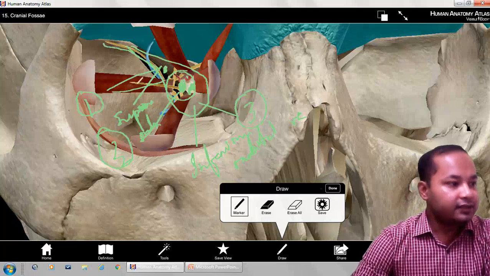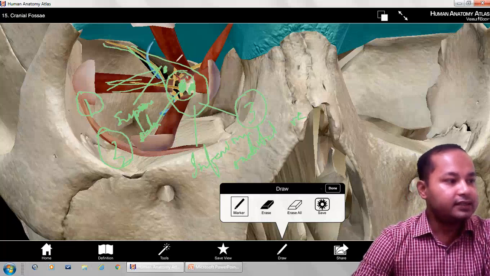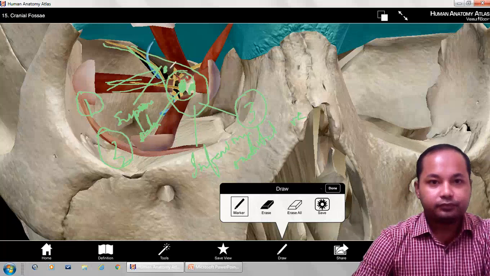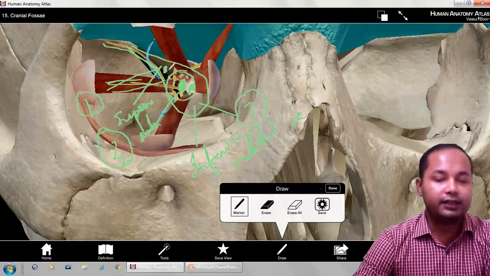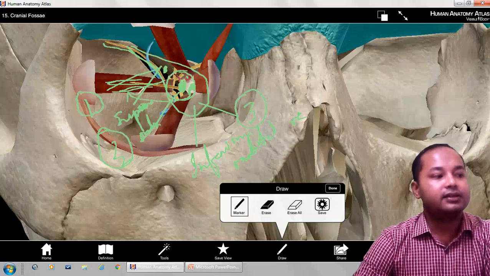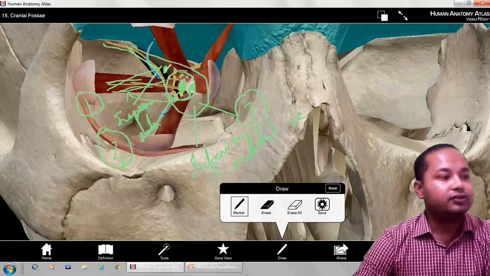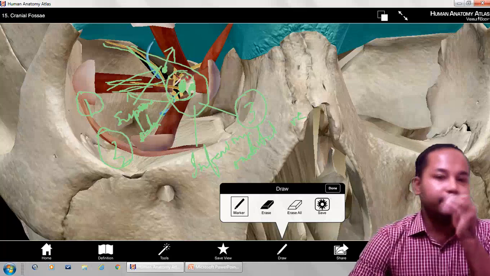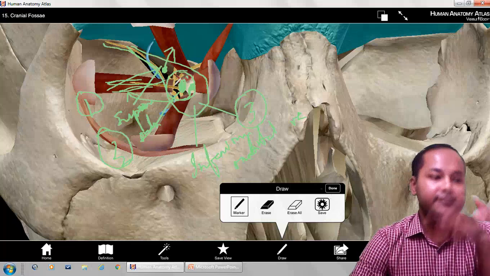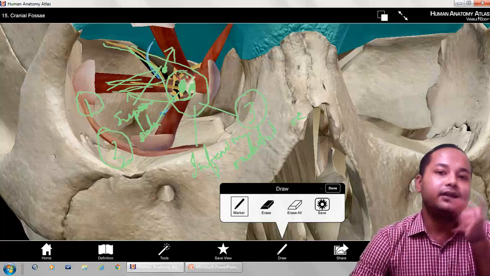I mean to say that since the lateral rectus is occupying the lateral most part, it is being innervated by the 6th cranial nerve, and the superior oblique muscle is supplied by the trochlear nerve. So please remember this: superior oblique muscle, 4th cranial nerve; lateral rectus muscle, 6th cranial nerve; except that, all are supplied by the oculomotor nerve.